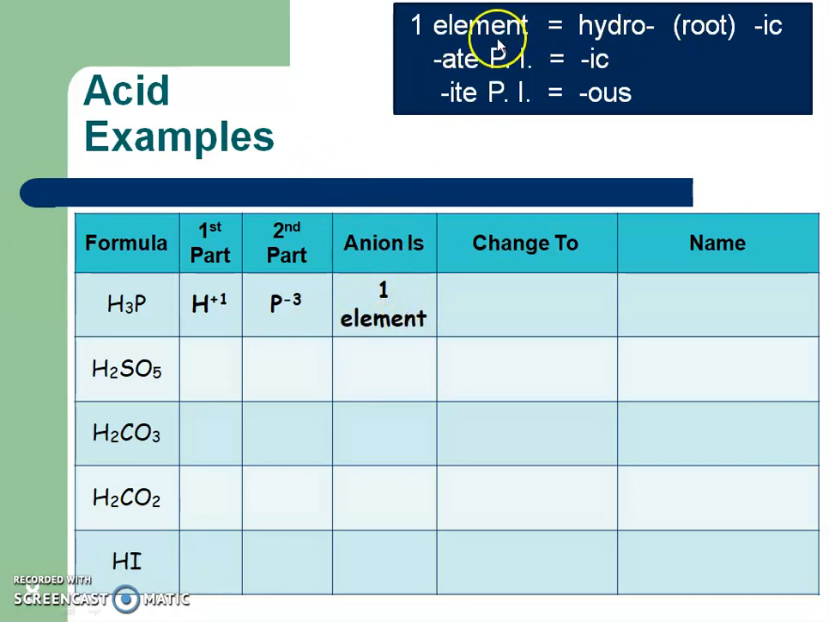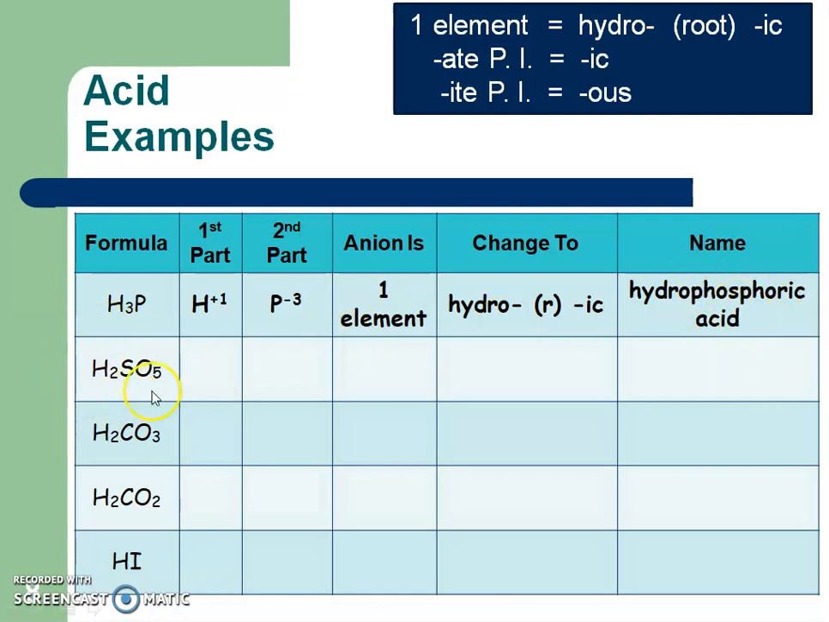I'm going to look here at my cheat sheet and go, okay, one element is going to be the hydro, the root of that nonmetal, and then ic acid. So hydro, root, ic acid. So how are we going to name this? Well, P is phosphorus. So we're going to change it to hydrophosphoric acid. And again, it might be a little tricky to figure out where we're dropping and adding or changing that ending, but you'll get used to it because you're going to see these over and over again. So this is called hydro, the root, phosphor, and then ic acid.